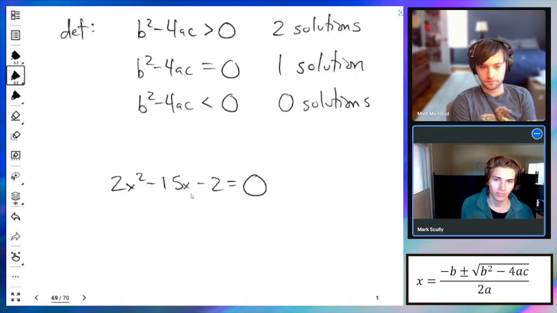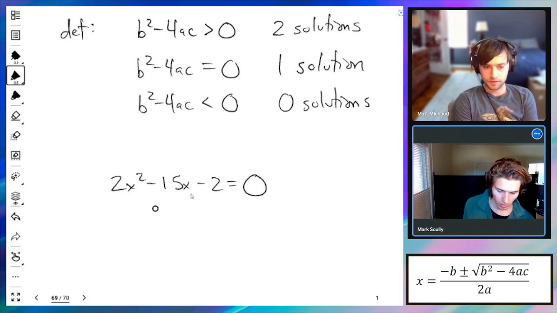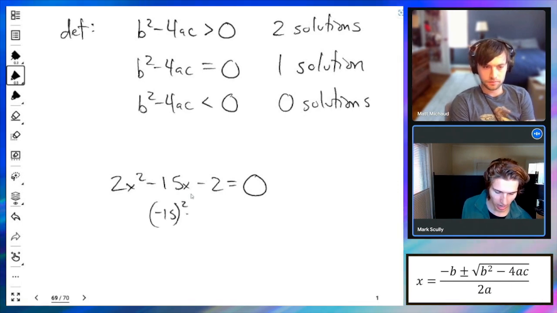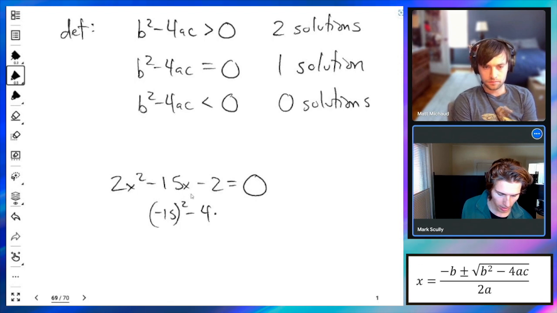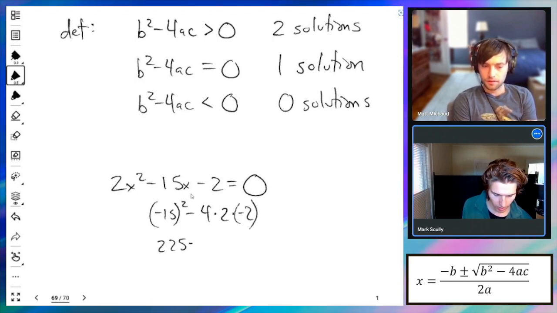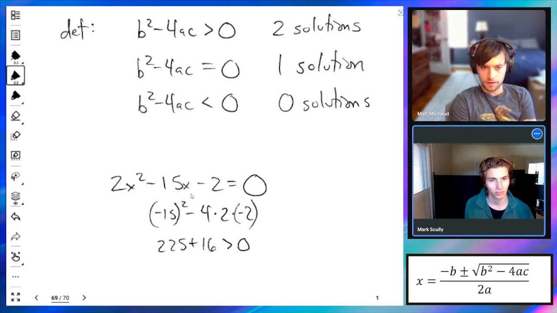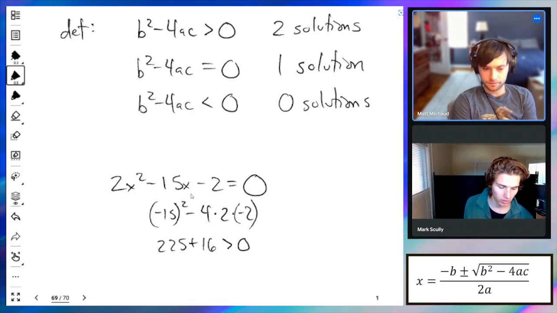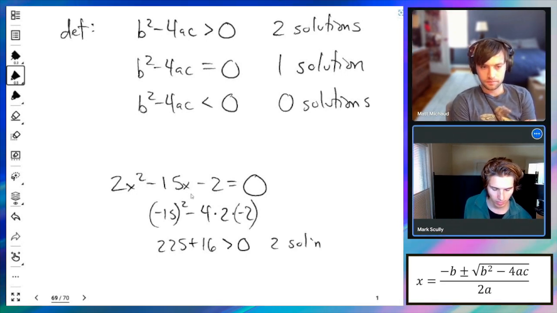Let's try it out. b squared minus 4ac. I think you're right, but let's plug it in. We have negative 15 squared minus 4 times 2 times negative 2. 225. This becomes plus because it's minus minus, 16. That's greater than 0, right? It is. Perfect. So 2 solutions.